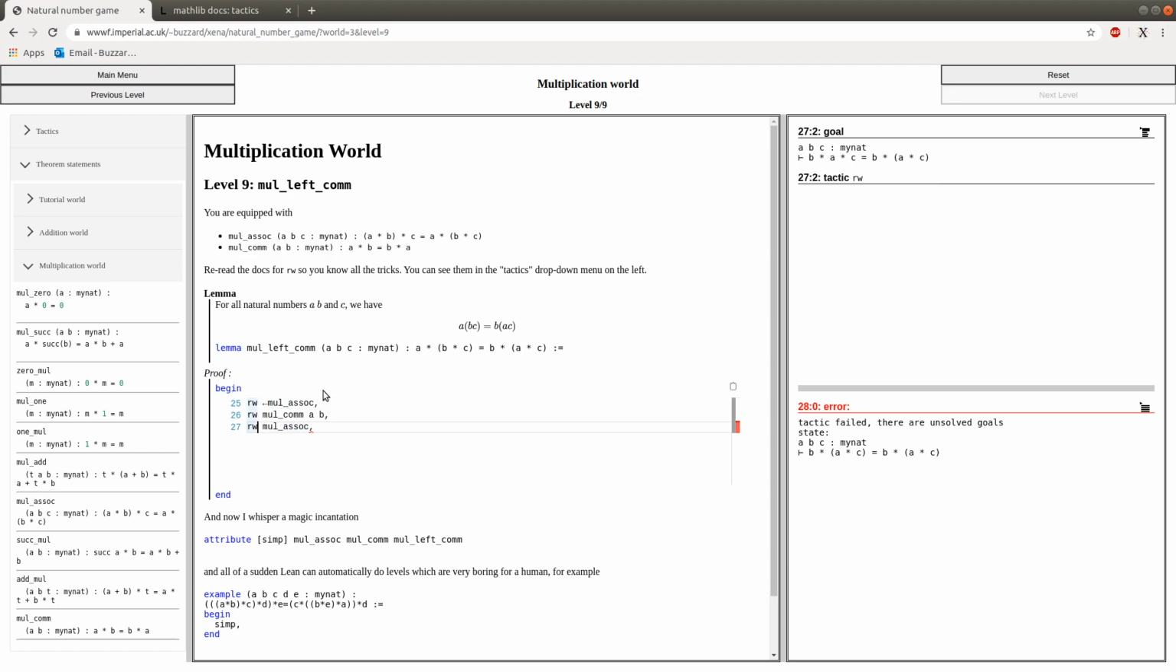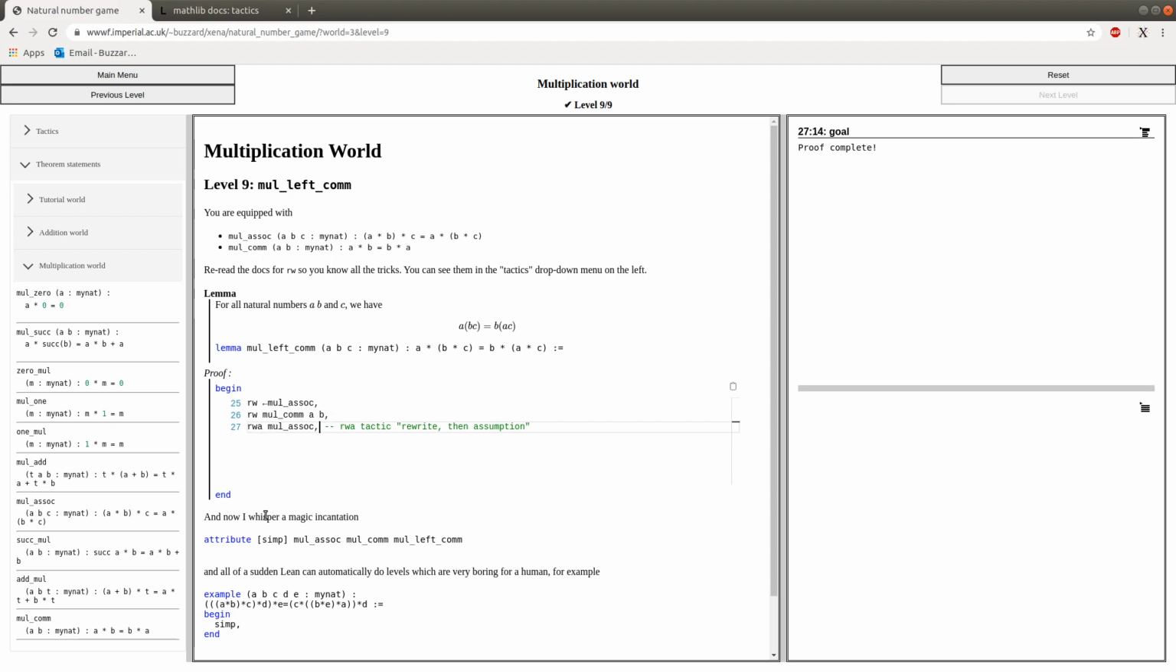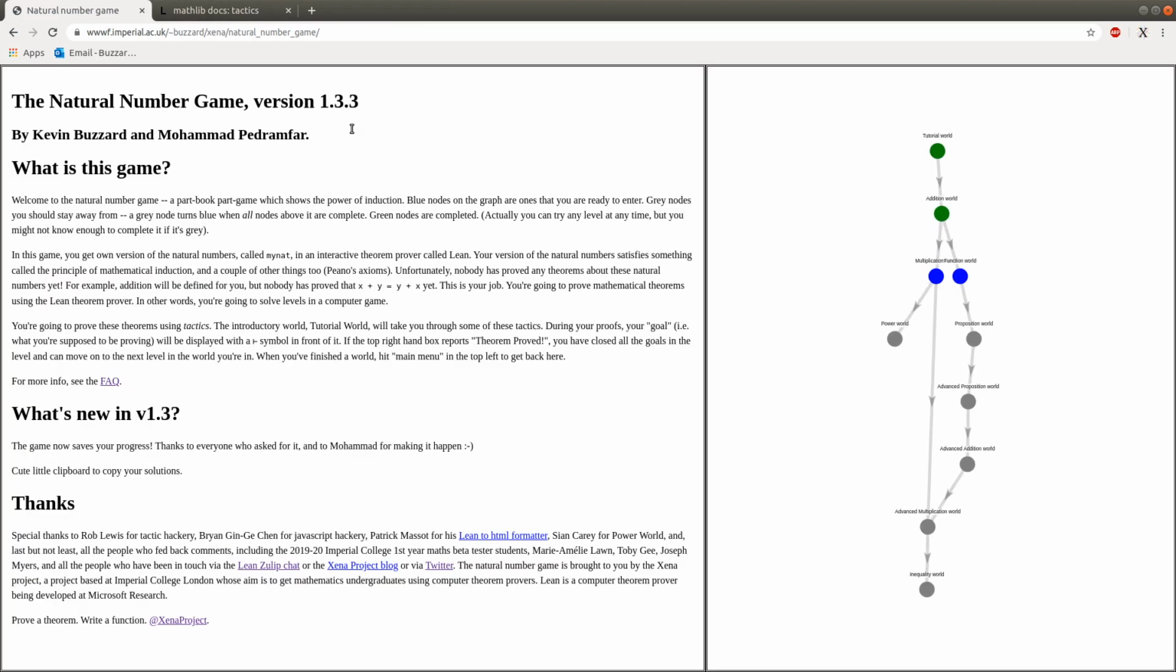Look, this is another trick. I can do rewrite assumption. I didn't hack there. RWA tactic is rewrite then assumption. And I hacked the rewrite tactic so that it didn't try REFL at the end of everything, but I didn't hack RWA. And so RWA tries rewrite at the end and rewrite works. So that's the end of multiplication world.